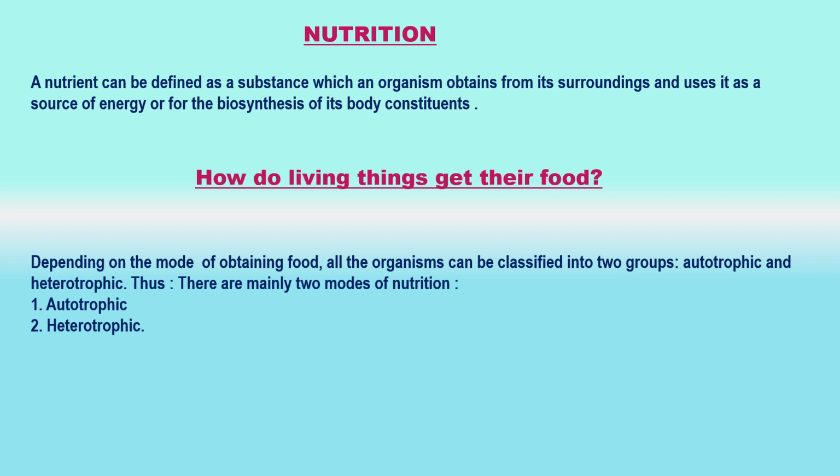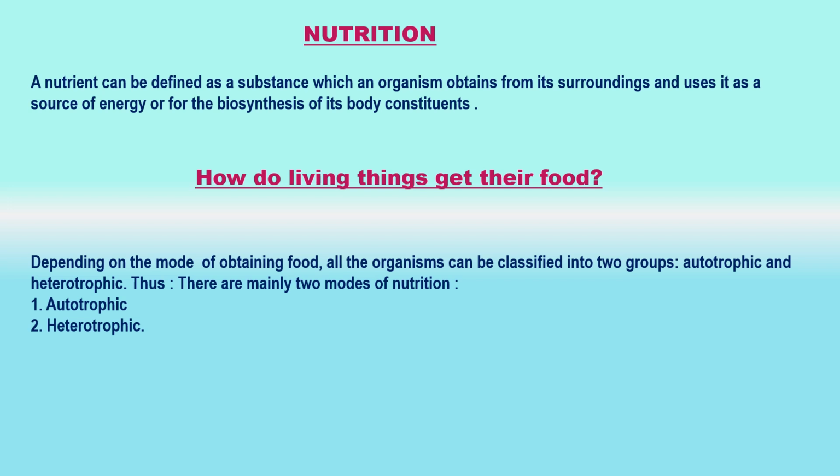Nutrition. A nutrient is an organic or inorganic substance required for the maintenance of life and survival of a living organism. In most simple terms, a nutrient can be said to be a particular type of food. A nutrient can be defined as a substance which an organism obtains from its surroundings and uses as a source of energy or for the biosynthesis of its body constituents.